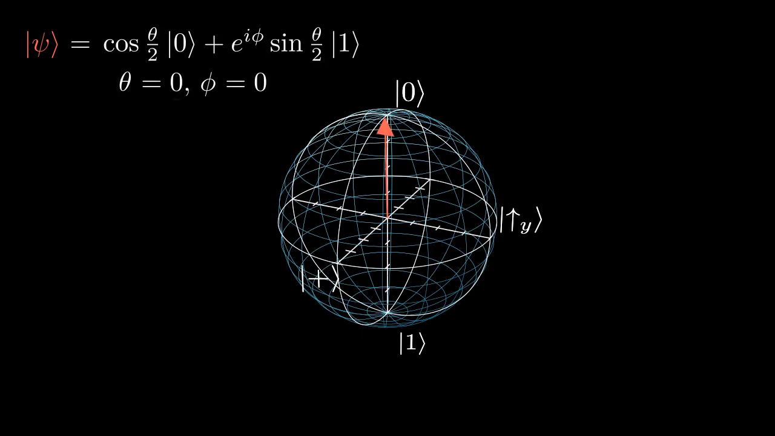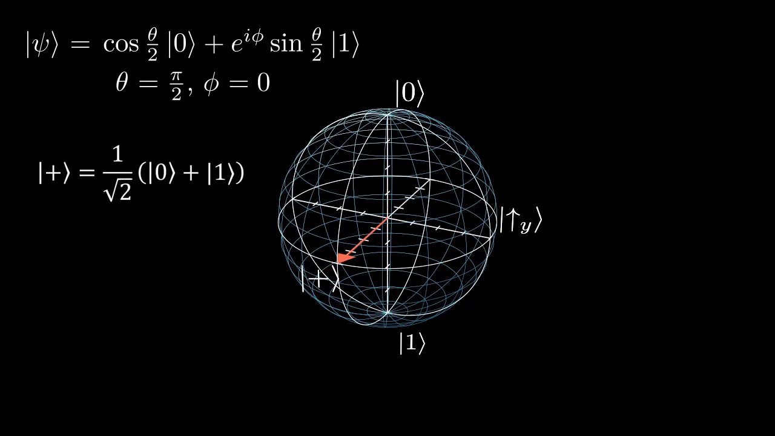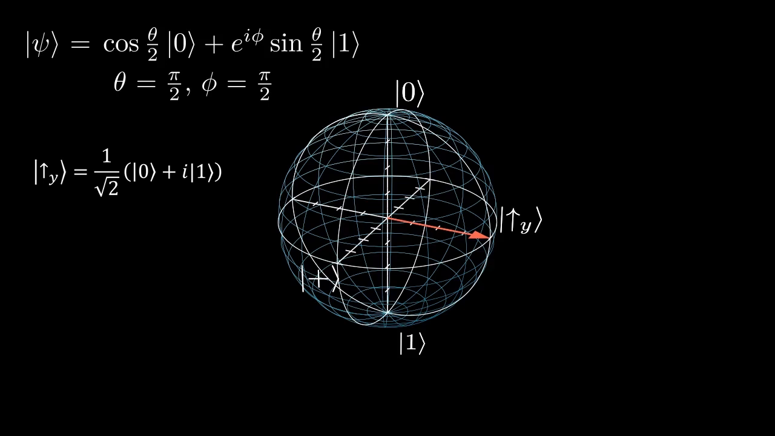To see this, we can use the polar representation, where we now have the regular spherical coordinates theta and phi, with theta being the angle of depression and phi being the azimuthal angle. From here, we can move around on the sphere. The plus state, or the positive x-axis, is when theta is equal to pi on 2 and phi is equal to 0, which is this linear combination. Rotating around the z-axis by pi on 2 then gives us the up y eigenstate, which is this, but with a complex i in front of the 1.